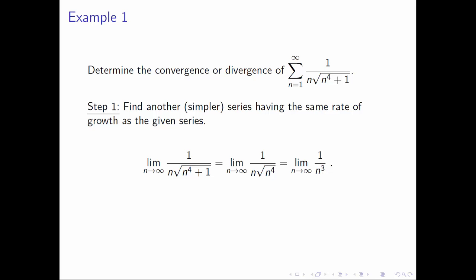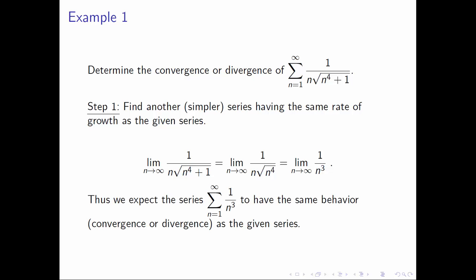When we do the algebra and simplify that, we see that it's the limit as n goes to infinity of 1 over n cubed. And 1 over n cubed is a much nicer function than the function we were originally given. So our conclusion is that we would expect the series we're given to have the same behavior, by behavior I mean convergence or divergence, as the sum from n equals 1 to infinity of 1 over n cubed.